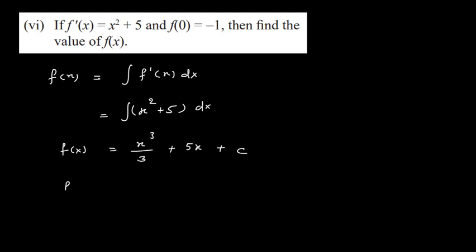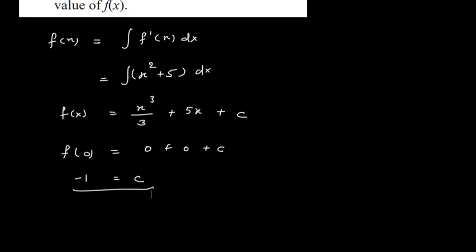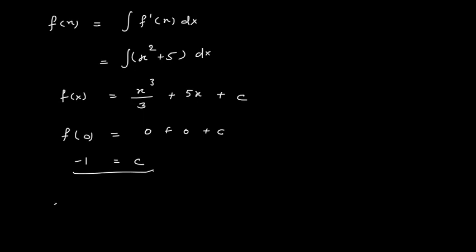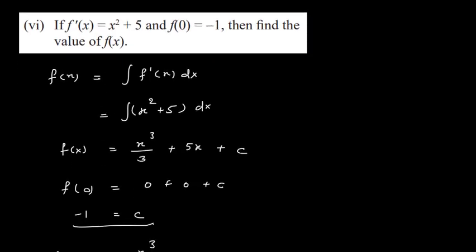So here f of 0, what you find, this 0 cube is 0, 5 into 0 is 0, plus c, and f of 0 is given minus 1. So this minus 1 is c. So this is how you get the value of constant. Now once you get the value of constant, again write this f(x). So this f(x) is x cube divided by 3 plus 5x minus 1. So this is your answer. Simple.